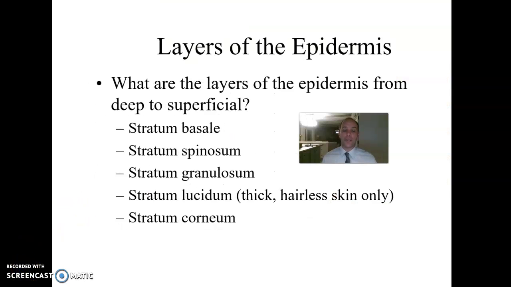So what are the layers of the epidermis? Here they are listed for you. Stratum basale, stratum spinosum, stratum granulosum, stratum lucidum, hairless only in that one section, and stratum corneum. All right, so those are the layers of the epidermis.